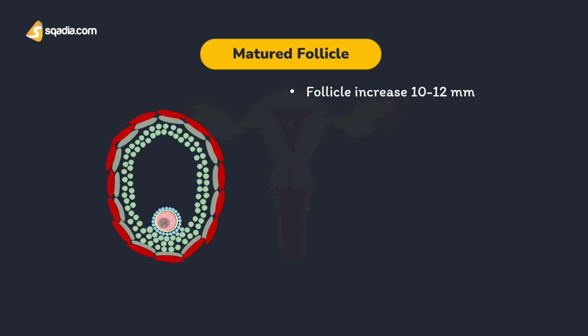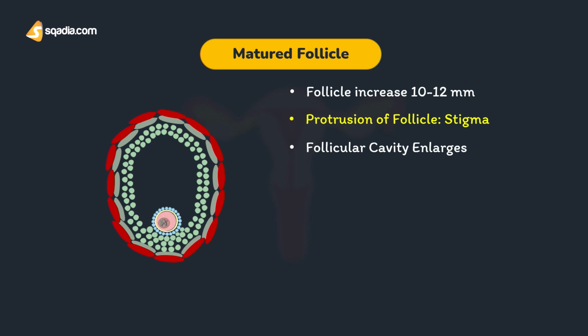Well, the size of the follicle is going to increase from 10 to 12 millimeters. After that, it extends through the whole thickness of the ovarian cortex. At one point, the follicle encroaches upon the tunica albuginea and protrudes upon the surface of the ovary. The protrusion is going to be named the stigma. Then the follicular cavity becomes larger and distended with fluid. The ovum is going to attain its maximum size.